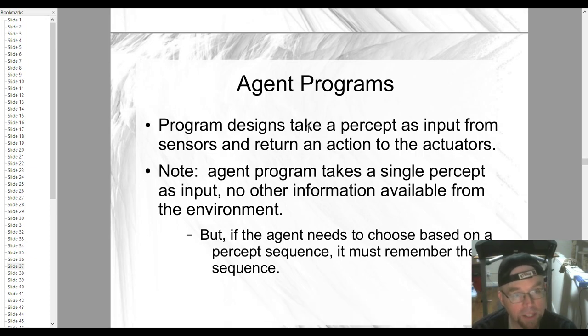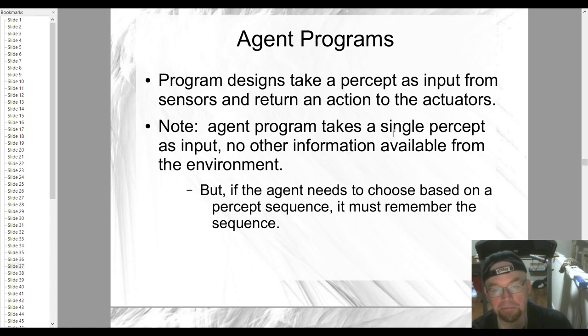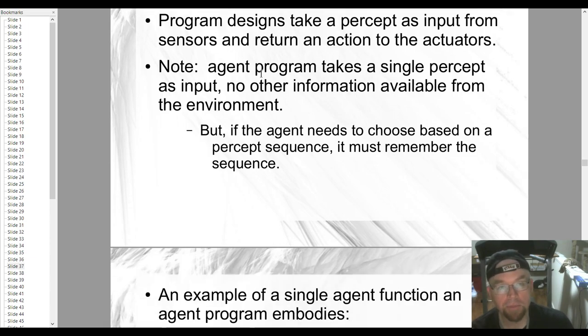The program takes a percept. That's your input for the program. Remember, all programs do three things: the input, process it, and then provide some kind of output. So the input is a percept, and the output is an action that goes to the actuators. So percept is input from the sensors, and it returns an action to the actuators. Now, agent program: a single percept becomes your input. You don't have any other information at that time, right?